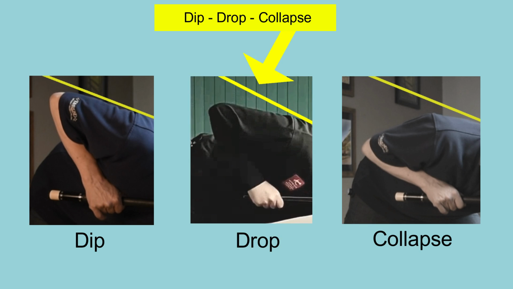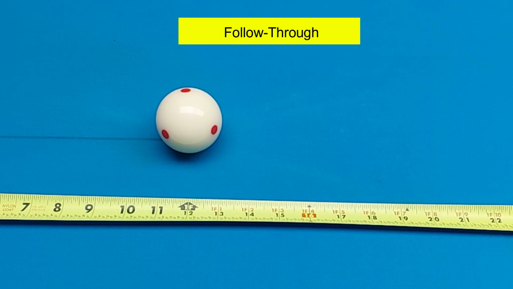And yet, Steve's elbow has dropped in the center example. So how do we explain that? In my opinion, we need to add the topic of follow-through to the discussion, because follow-through is inextricably tied to elbow drop and arm movement. Watch this cue ball being struck in slow motion.